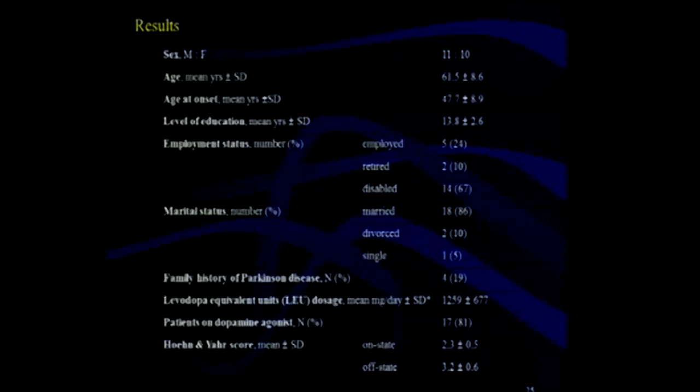So these are very similar patient populations as before. Again, average age mid-40s at onset, and mid-age at implantation in the early 60s. The majority of our patients had at least some post-high school education. The majority of them were disabled and married. And I included the on-off Hoehn-Yahr score because this is actually a predictor that we found for positive outcome, which I'll talk about later. So that's their off and on scores.